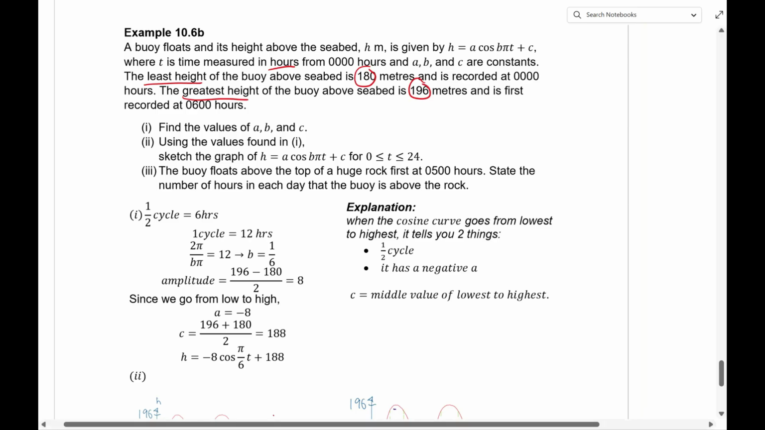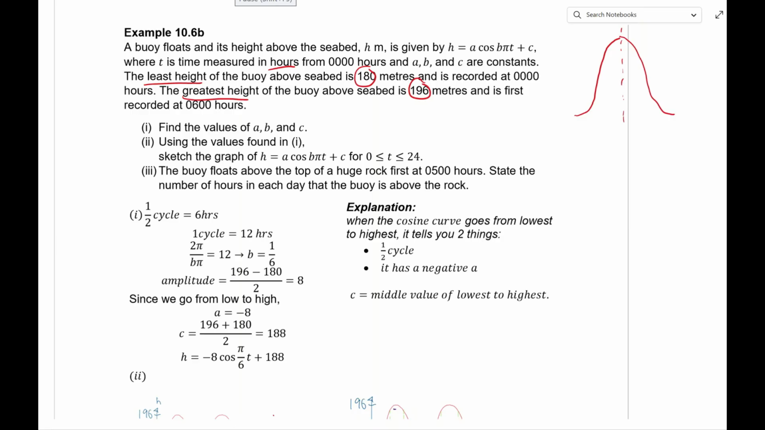So as you can see, it's not as straightforward as the previous question. So let's try solving for b first. Now the question tells you that at 0000 hours, the buoy is at the least height above the seabed, so it starts at the bottom. And then after 6 hours, it will reach its maximum height. When you draw it out in graph form, it will look something like this, which if you imagine, looks like half of a cosine curve.